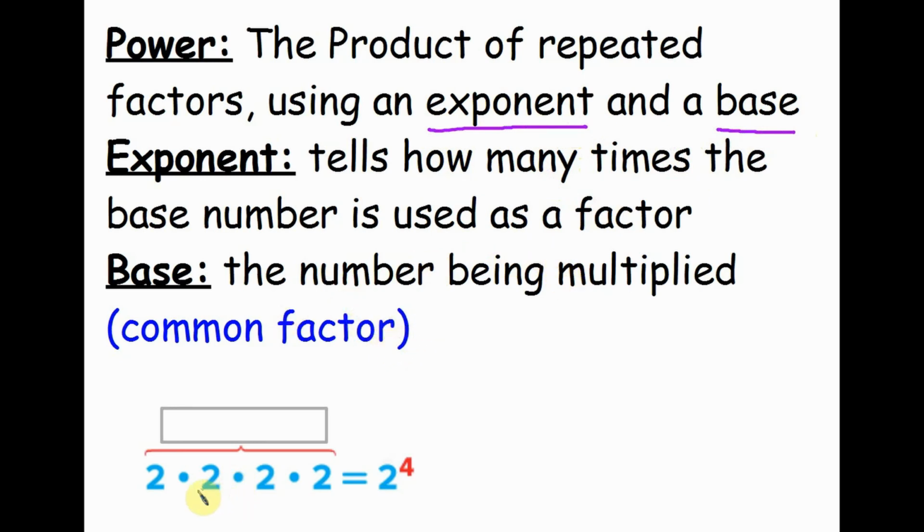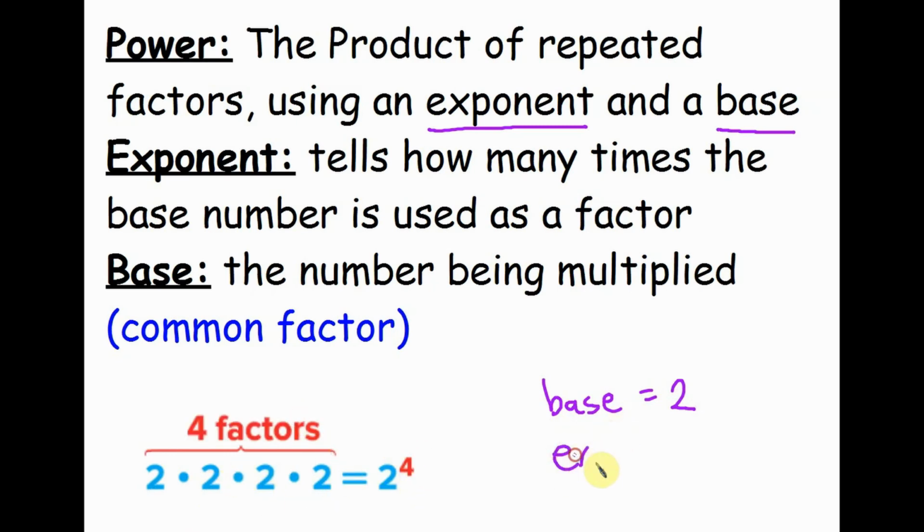Here's an example. When you're multiplying 2 times 2 times 2 times 2, you're multiplying the same number over and over, where this 2 is going to be your base. I see that I'm multiplying 4 times, so they write it smaller on the top right side, and this 4 is representing that you have 4 factors. So in this case, your exponent is equal to 4.